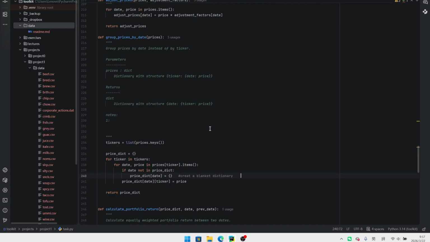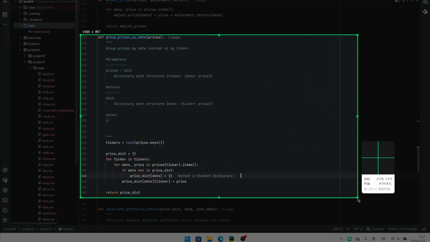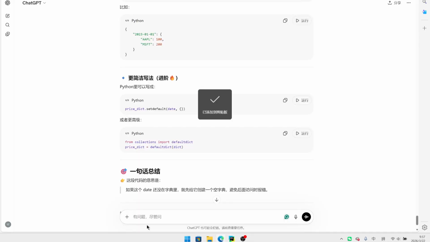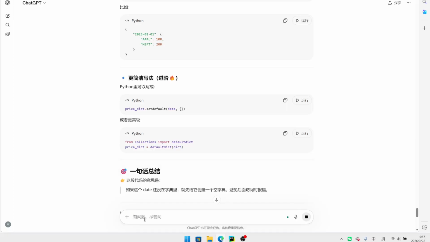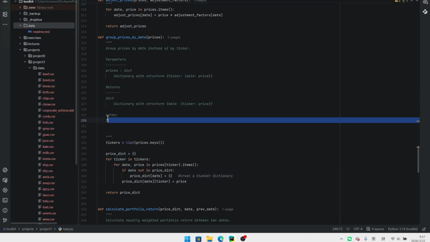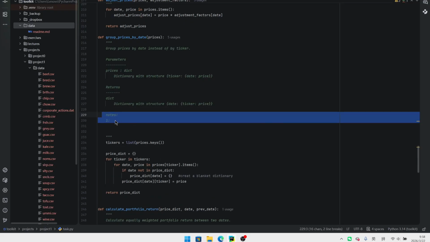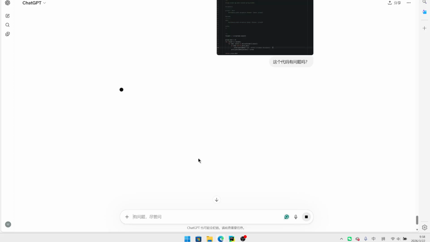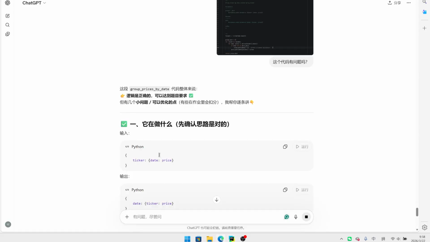Okay, correct. So after solving the problem, the function will be right. So let's leave a note here. I think it's correct.